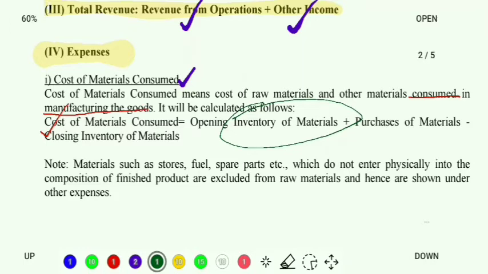Very simple. There is a note. I hope all of you can see that a note is written. What is that note? Let's read. It says materials such as stores, fuel, spare parts which do not enter physically into the composition of finished goods are excluded from raw materials and hence are shown under other expenses. So this we need to keep in mind while we are calculating the problem sums. Do not worry, while we solve the sums I shall tell you when to apply this exception.